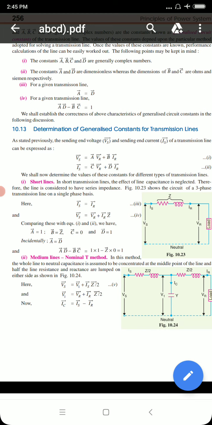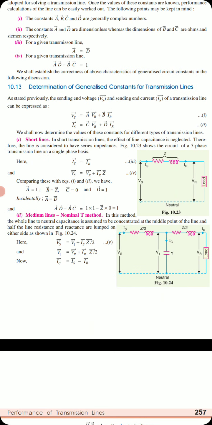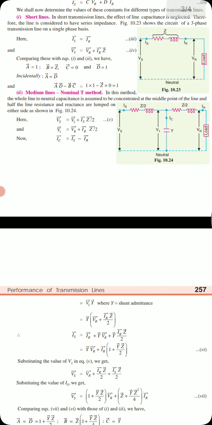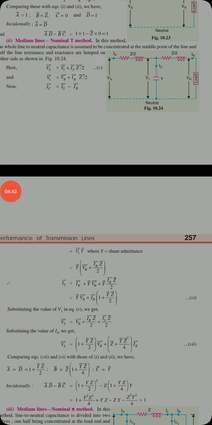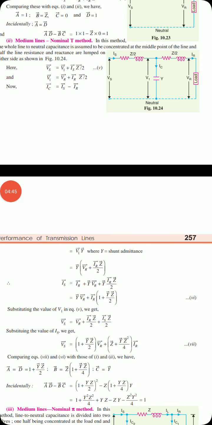Okay. Now the medium transmission line we will see. The equations we know: Vs is equal to V1 plus Is Z by 2, and Ic is equal to Is minus IR. Or we can write Is as IR plus Y VR plus Y into IR Z by 2, or I can write it as Y VR plus IR into 1 plus YZ by 2. This is my equation for Is. So I got now Vs as VR plus IR Z by 2 plus Is Z by 2, or I can take the VR and IR terms together.